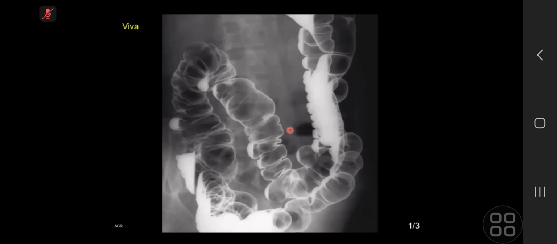So this is a double contrast enema which has been taken in a decubitus position, and I can see the large bowel is of normal caliber, and just looking at the ascending colon where there is some pooling.